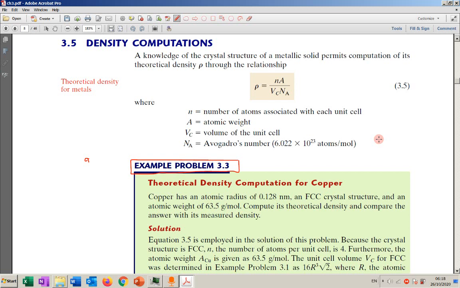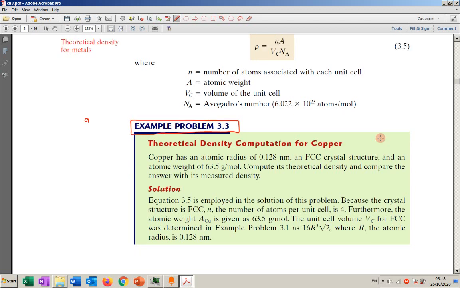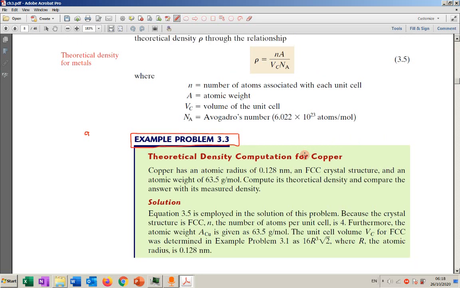Hello everyone, welcome back. In this video we're going to solve an example on calculating theoretical density. Now, before diving into the solution, let's explain what we need in order to calculate density here.